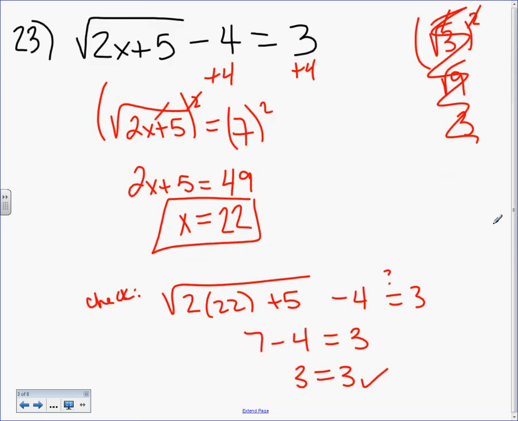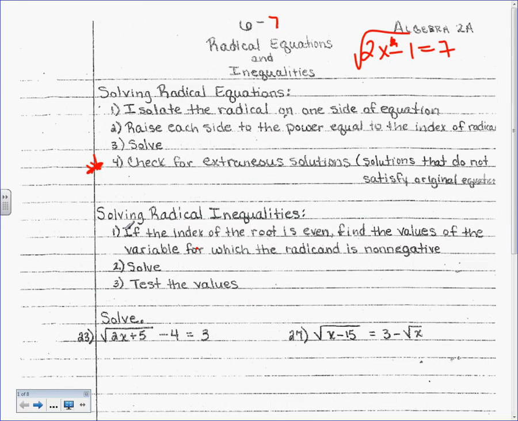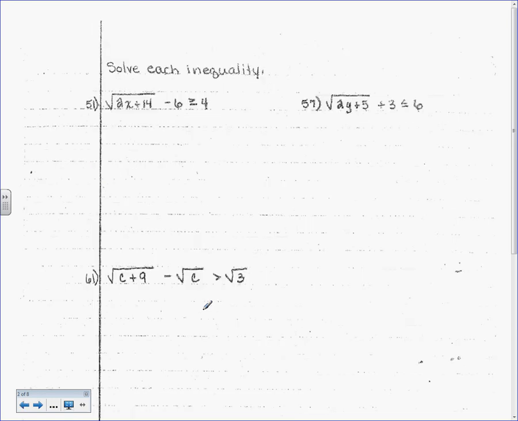Okay, so before we actually go to the backside, let's read about it. So the backside is going to be all inequalities. So obviously the idea is still the same. You still want to get the root alone. You still want to undo it, all that good stuff. But if the index of the root, index is this number here, right? If the index of the root is even, find the values of the variable for which the radicand is non-negative. I'll put that in English on the back in a second. Solve it and test it. So again, there's really nothing new. It's just some extra information.